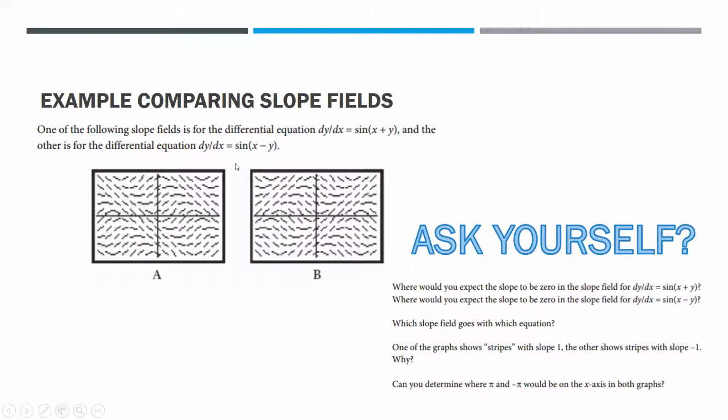So here's two different slope fields, and we're trying to determine whether A or B is the slope field for the equation dy dx equals the sine of x plus y. And we want to know which one is the positive and which one is the negative. So things you could ask yourself would be, okay, when would one of these equations be zero? Where would one of these equations be zero? So ideally, what you're trying to do in order to eliminate or find which slope field's correct is to try to find those particular points.